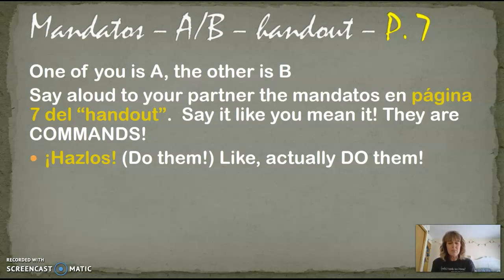Escribe tu número de teléfono en un papel. Aquí está mi número de teléfono. Escribe tu número de teléfono en un papel. Okay. Toca la computadora. Aquí es. Toca la computadora.